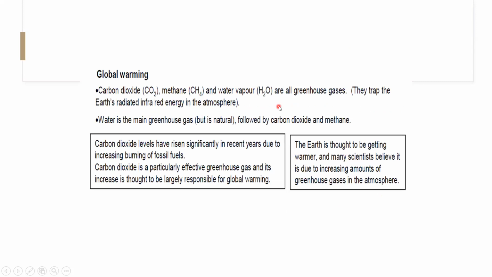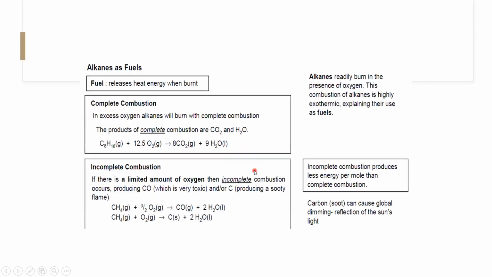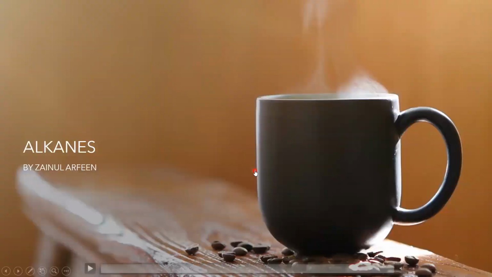So carbon dioxide, methane, and water vapor are all greenhouse gases. They can absorb infrared radiation, which leads to a rise in the average temperature of the earth. So we will discuss global warming in the next session.